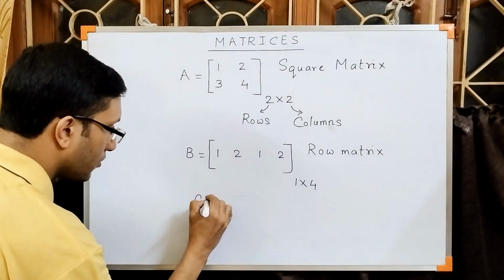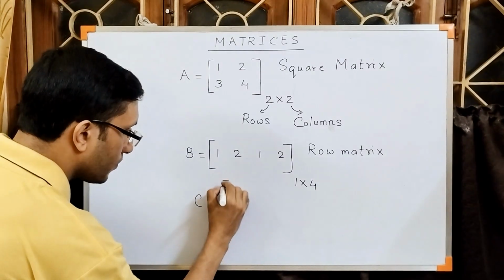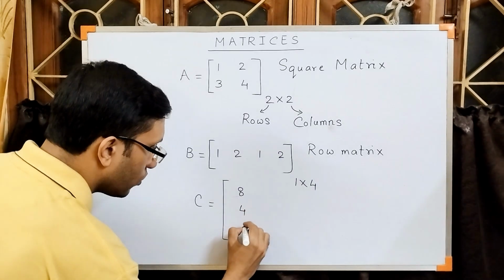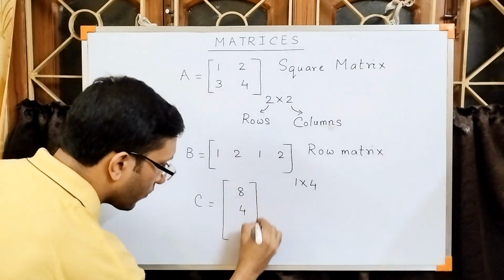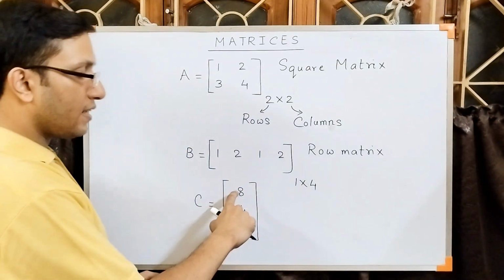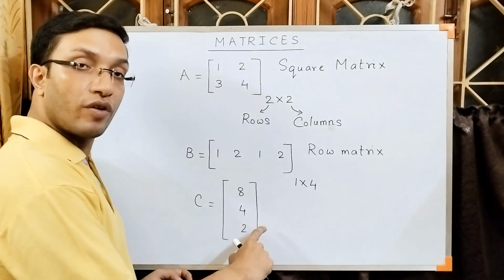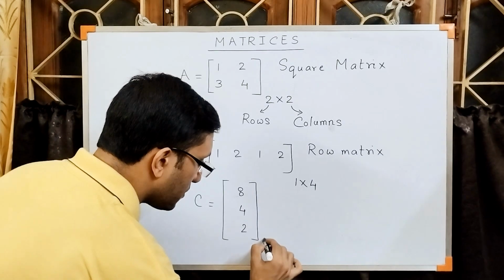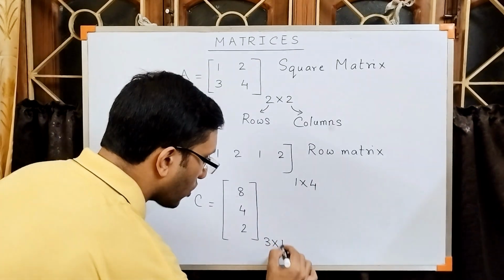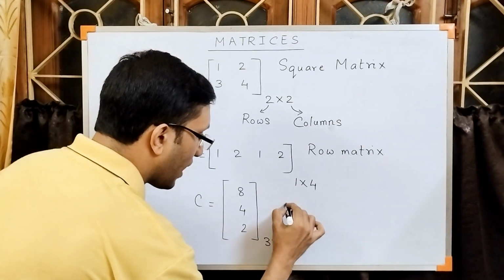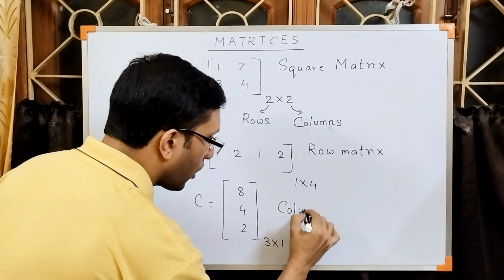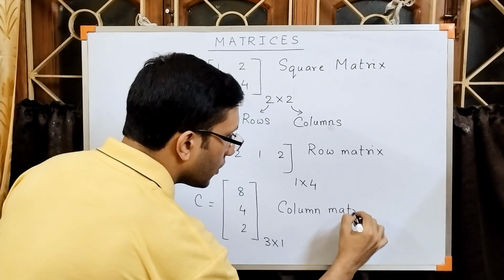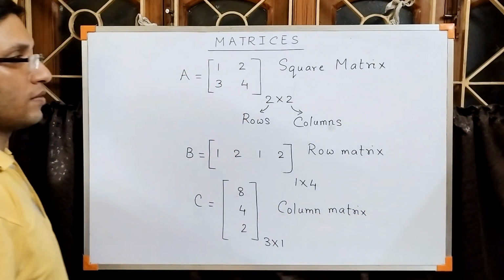Now if I write another matrix like 8, 4, 2. Now we see that there are three rows, 1, 2, 3, and there is just one single column. So the order of this matrix is 3 cross 1, and this is known as a column matrix.